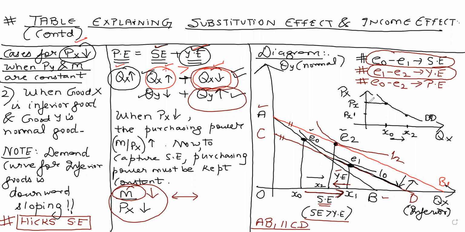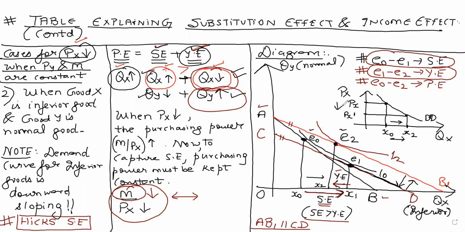That means what do we learn? We learn that the demand curve for inferior commodities is also downward sloping. Why is it downward sloping? Because the substitution effect is dominating the income effect in the case of inferior goods. So I hope students have understood this particular case.